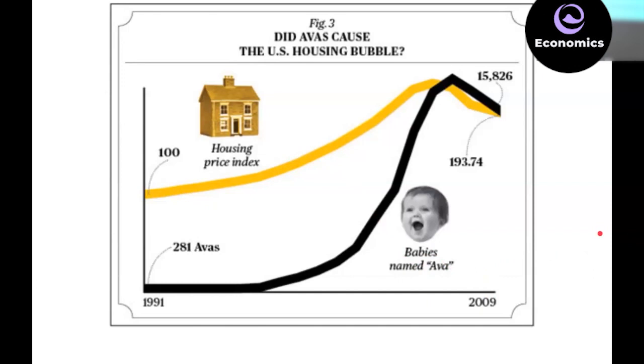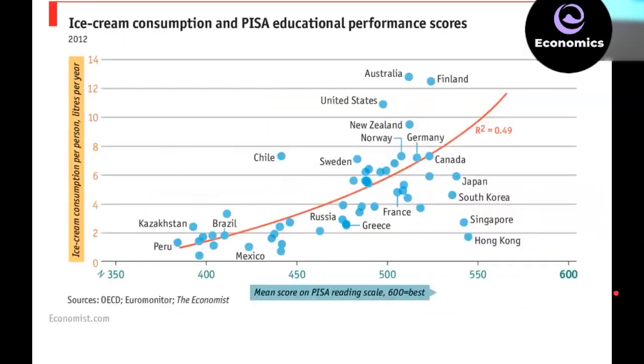Unless you have suddenly become a socialist country and say, okay, everyone who has a baby named Ava, the government subsidizes 10% of the house price, or something like that.